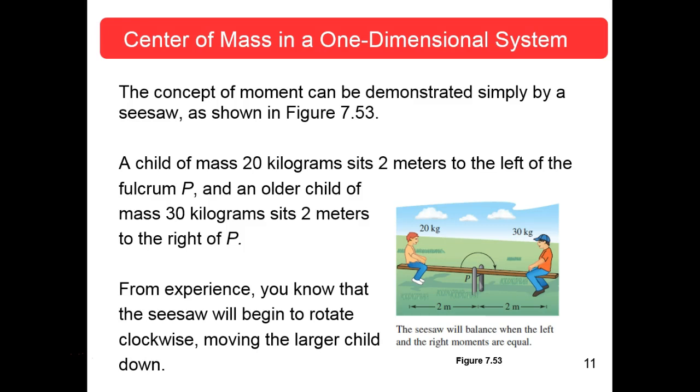Because there's a greater moment. This child has a greater moment, same distance, greater mass than this child, same distance but lesser mass. So a greater moment is going to create the movement. The seesaw will balance when the left and right moments are equal.